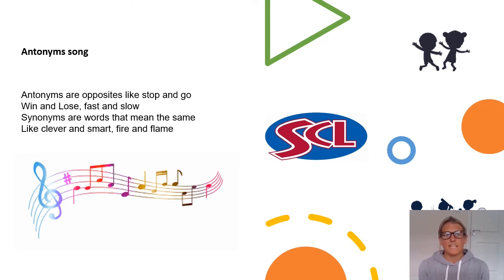Antonyms are opposite, like stop and go, win and lose, fast and slow. Synonyms are words that mean the same, like clever and smart, fire and flame.